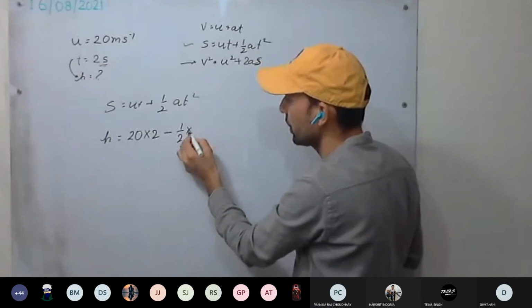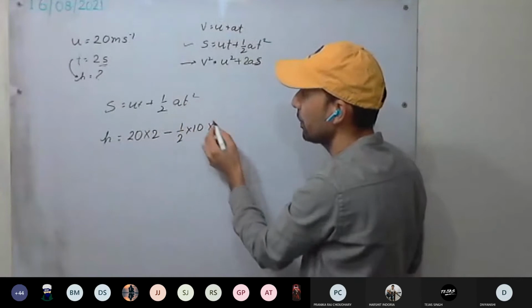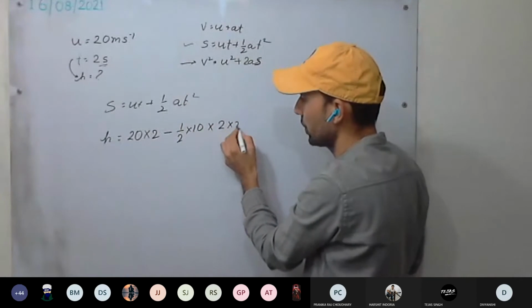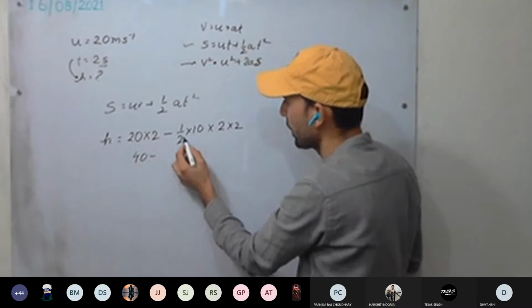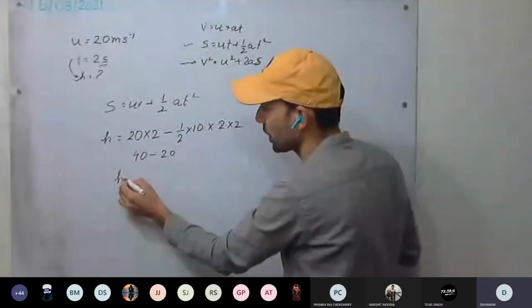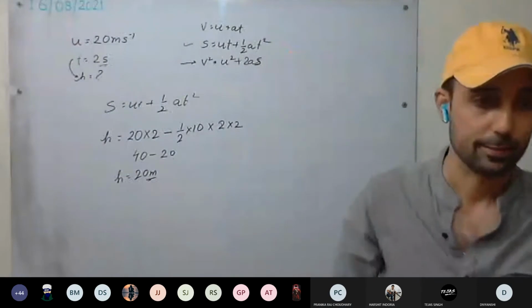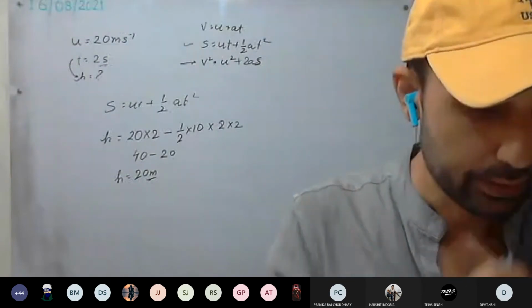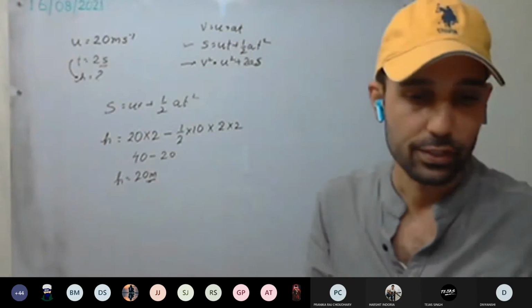Minus half into 10 into g, and t will be how much? 2 seconds, so 2 square. Calculate it. 40 minus 20. H equal to 20 meter. This is clear? Okay, try the 15th one.